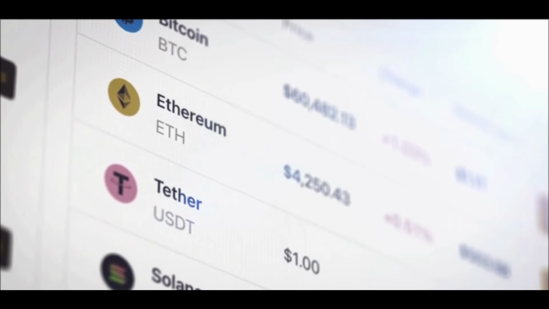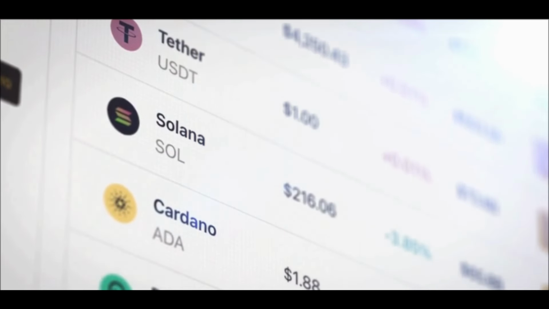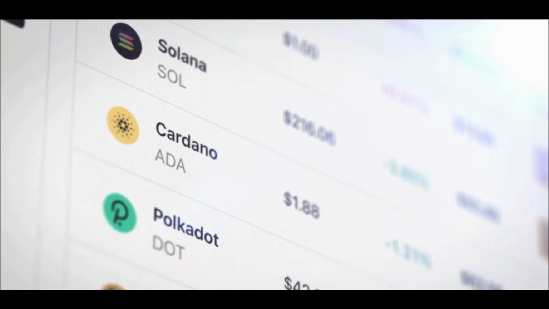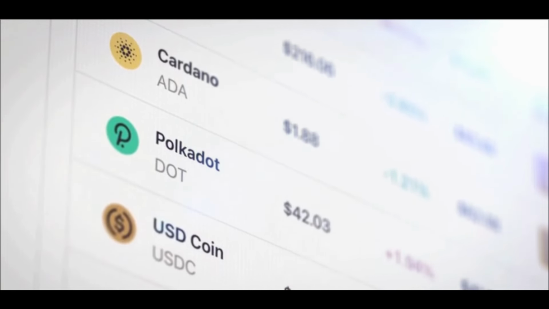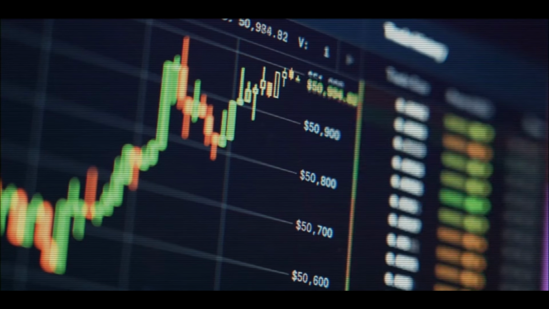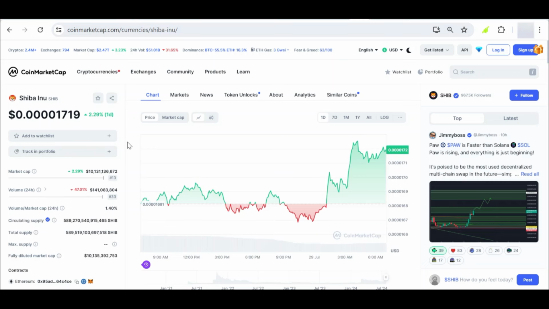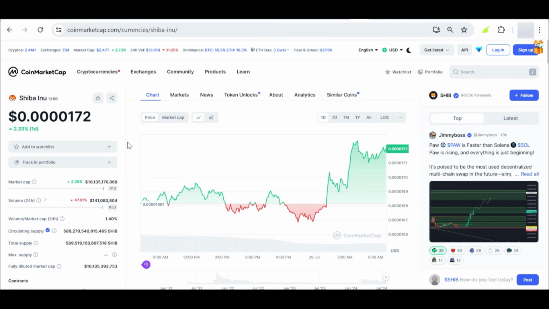It's also important to consider the broader context of the cryptocurrency market. The overall market sentiment, regulatory developments, and macroeconomic factors can all influence investor behavior. In recent months, we've seen increased regulatory scrutiny on cryptocurrencies, which can create uncertainty and affect market dynamics. However, Shiba Inu has managed to maintain a strong community and continue its growth trajectory, which is a testament to its resilience and appeal. Additionally, the crypto market has been characterized by periods of extreme volatility, which can be both a risk and an opportunity for investors.